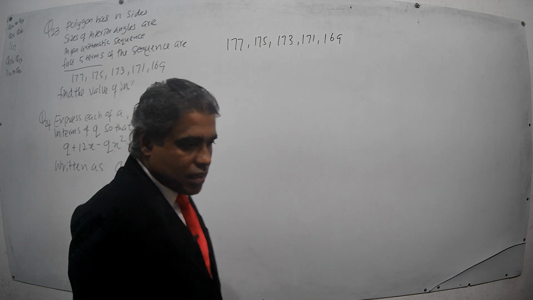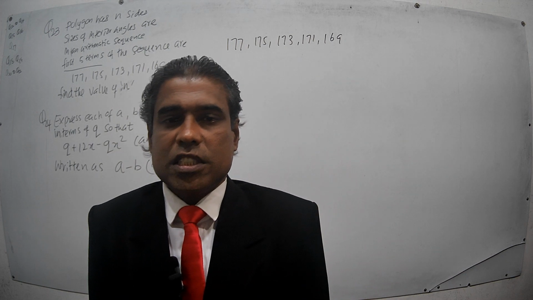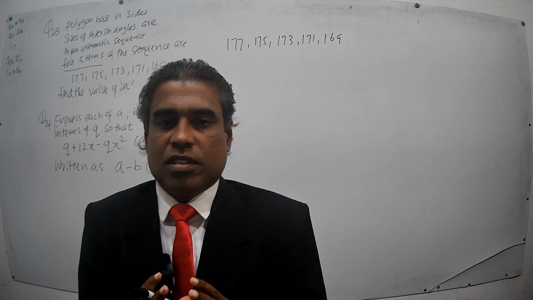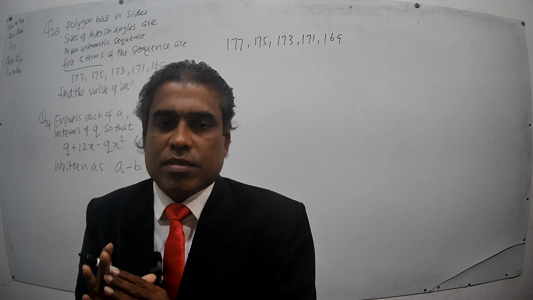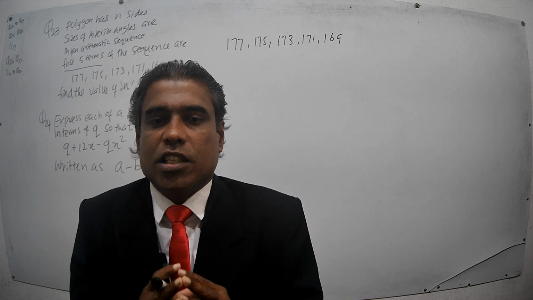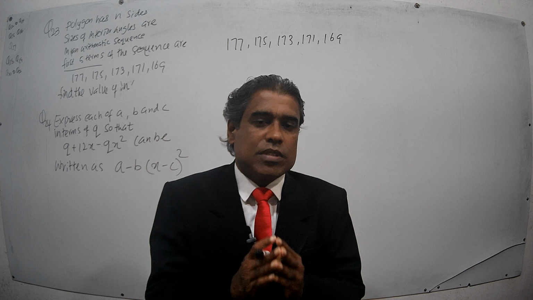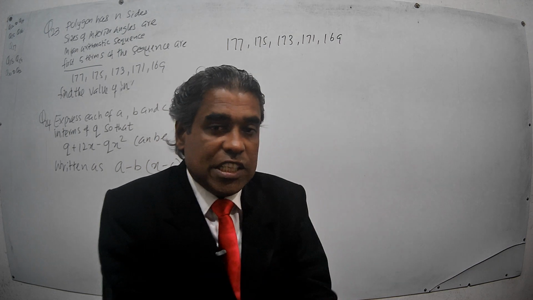What is the property of an arithmetic sequence? An arithmetic sequence has a common difference. What is a common difference? An equal difference between every pair of consecutive terms. Therefore, they are called arithmetic sequences or linear sequences.